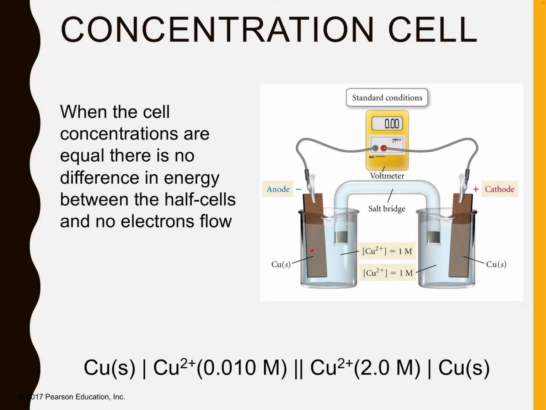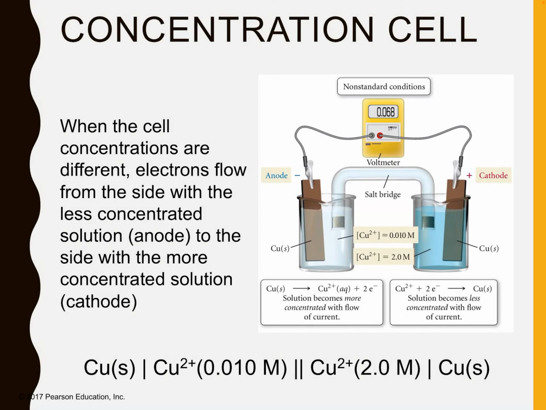Okay, again, both of these are made from copper, and in both of these we have a 1 molar copper 2 plus solution. So the electrons don't have any reason to go anywhere, so they just kind of hang out. But when the cell concentrations are different, now we have electrons that are flowing. And again, the electrons are going to flow from the side with the less concentrated solution, okay? They're going to flow from the anode, less concentrated, to the cathode, which would be the more concentrated.